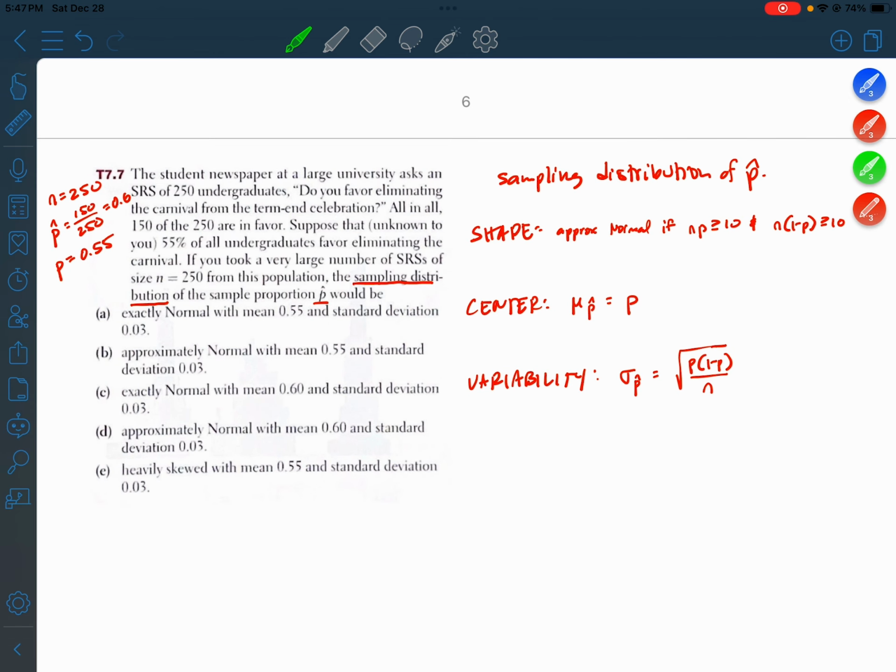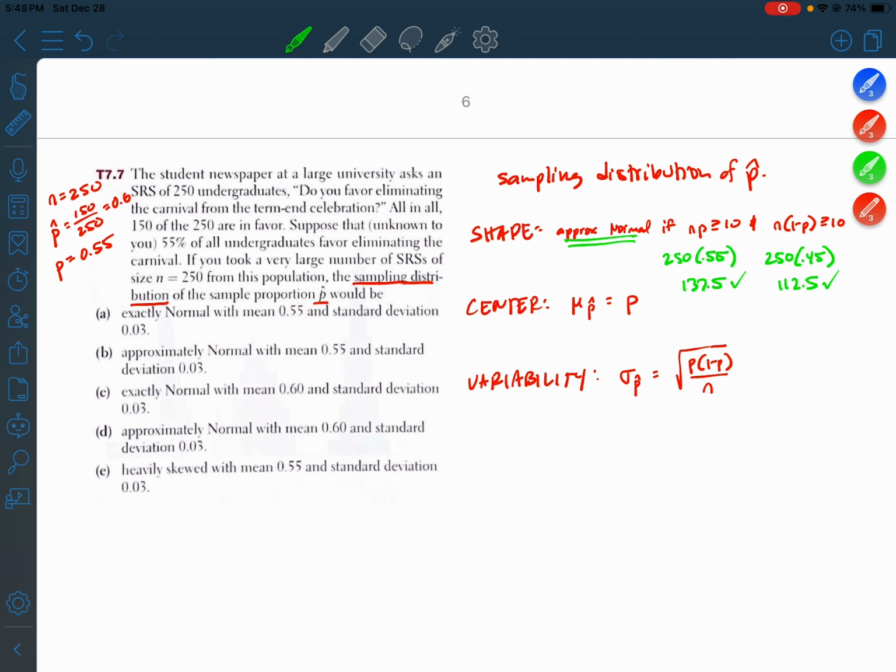So let's do some calculations. This will be 250 times 0.55, and this is going to be 250 times 0.45. I just did 1 minus 0.55 using mental math. 250 times 0.55 is 137.5, and that's bigger than 10. 250 times 0.45 is 112.5, which is also bigger than 10. So we know that the shape will be approximately normal.